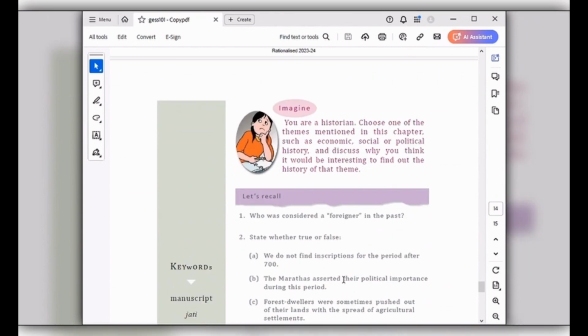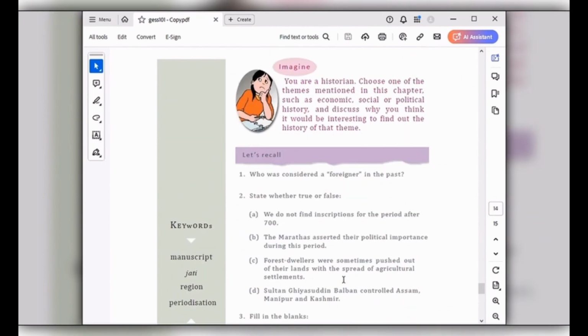So let us finish with the exercise on page number 14.